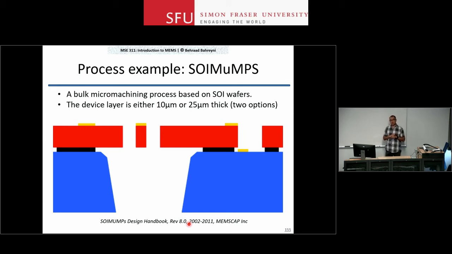So let's look at one commercial process. It's called SOI-MUMPS. You can still order chips in this process. You can send your layout to the company, MEMSCAP, and they have a set of design rules. You can just download the design rule handbook from the web and have a look at it. If you stick to their design rules, they will make the chip according to your layout and send it back to you. So this is a foundry that is providing manufacturing service to others.